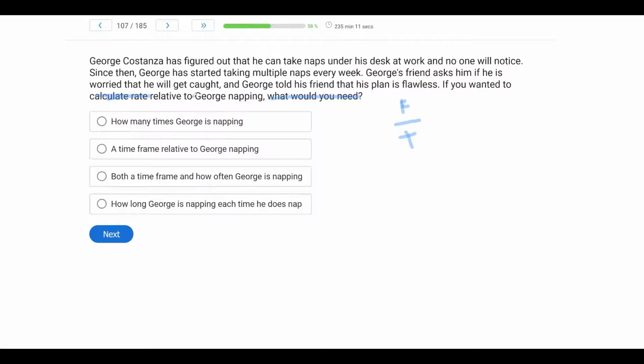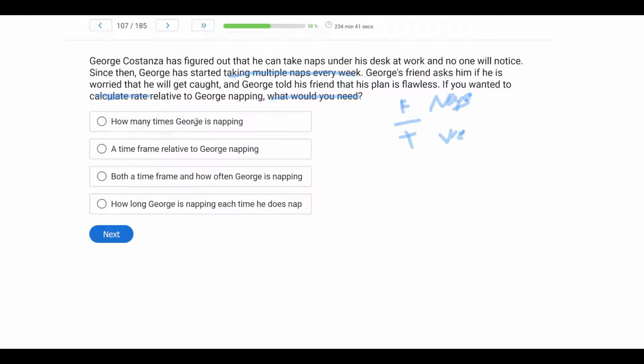And so if you want to calculate rate relative to George napping, what are we going to need? Well, let's find these two variables. George Costanza has figured out he can take naps under his desk at work. No one will notice. Now he's taking multiple naps every week. And so you're essentially trying to figure out how many naps per week George takes. We could use frequency, count how many naps he takes, and then we could use weeks as our time. And we'd have naps per week. So what do we need to find rate?